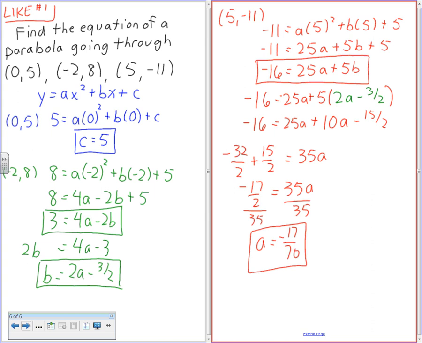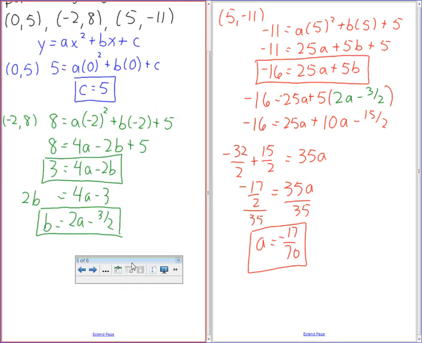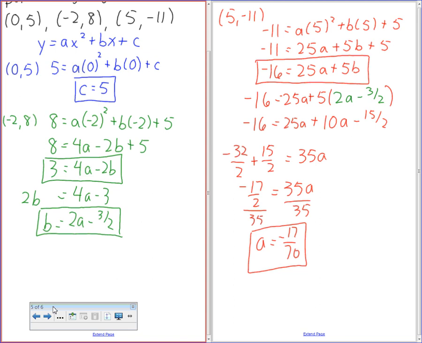Yeah, question? From here to here, you mean? Okay, so what I did was, we had 3 equals 4a minus 2b, right? So we said we wanted to isolate 2b, so I just brought it over here so it'd be positive. And then I took this 3 over here and I made it negative. So I brought the b to the left and I brought the 3 to the right. So negative 2b on the right changes to positive 2b on the left, and 3 on the left turned to negative 3 on the right. Divide by 2 to get b.